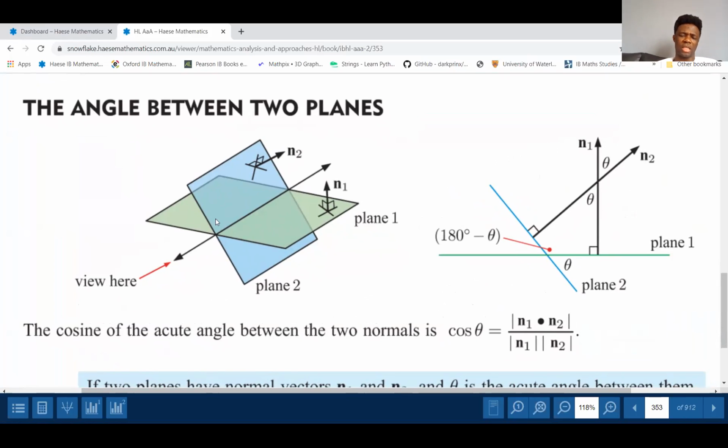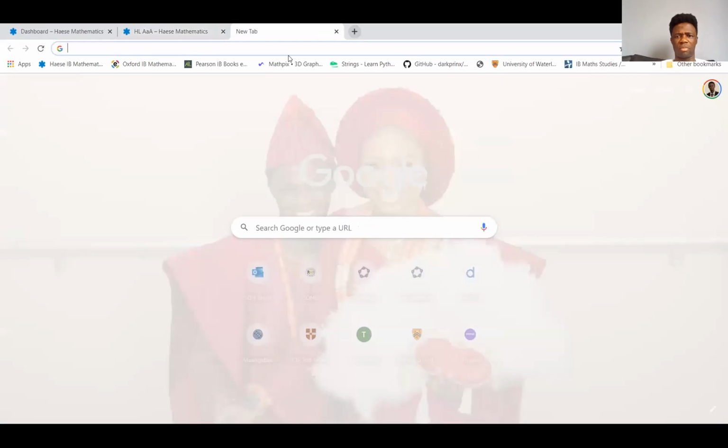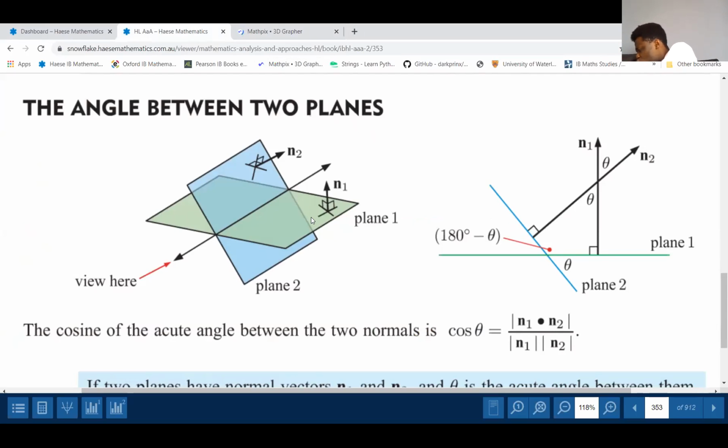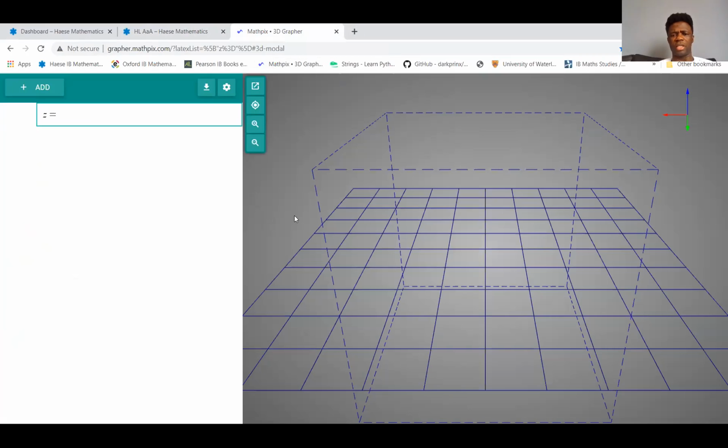So if you look at it from this angle, let's see, I haven't opened any of my 3D app today. I'm going to pick two planes on this 3D app. Can you see my 3D app? Okay, so let me put two planes. Where is the first one? I'm just using my question 5A.